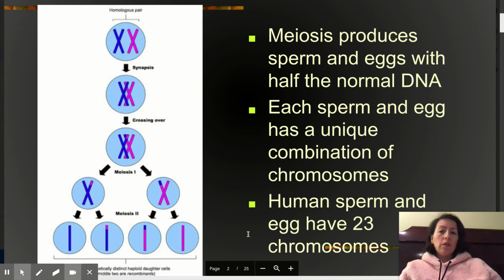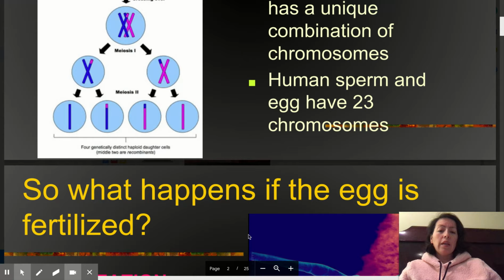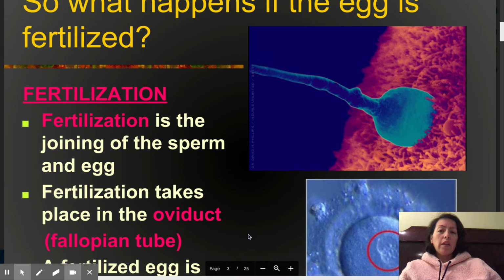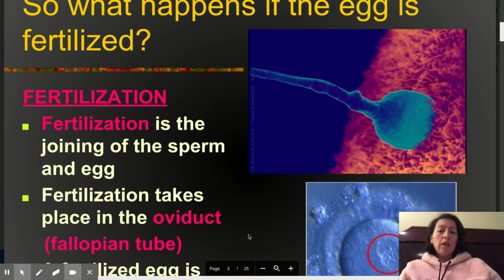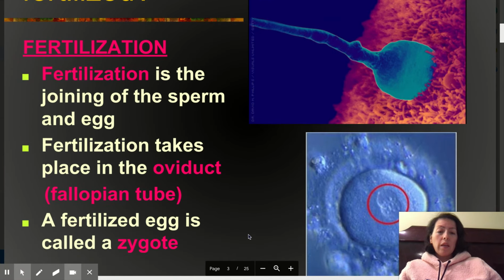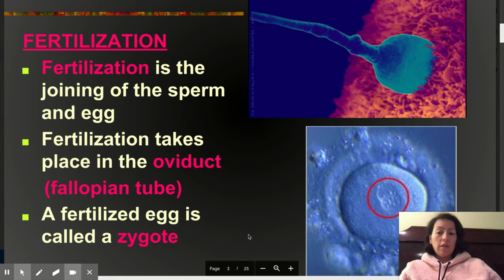So now we're on to the next step. So we got sperm and egg. So what happens if the egg is fertilized? Okay, now this process is called fertilization. It is the joining of the sperm and egg. It takes place in the oviduct or the fallopian tube. And that sperm and egg, once they join their nuclei, it has the full amount of DNA that's needed to produce a human. And so that would be called a zygote. Okay, so fertilized egg is called a zygote, and a human zygote would have 46 chromosomes.